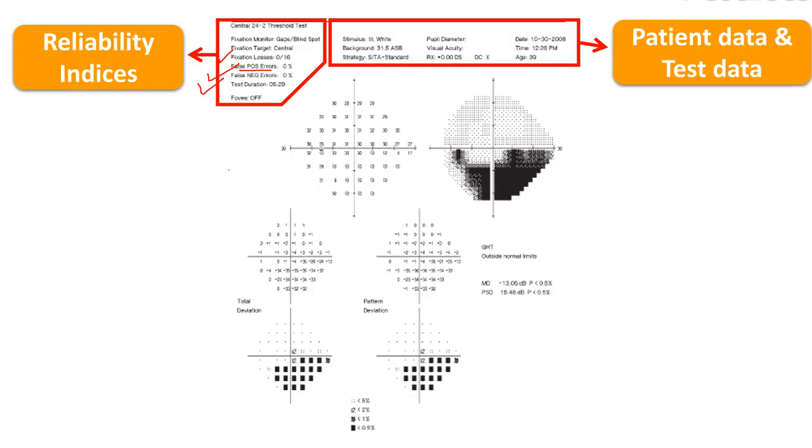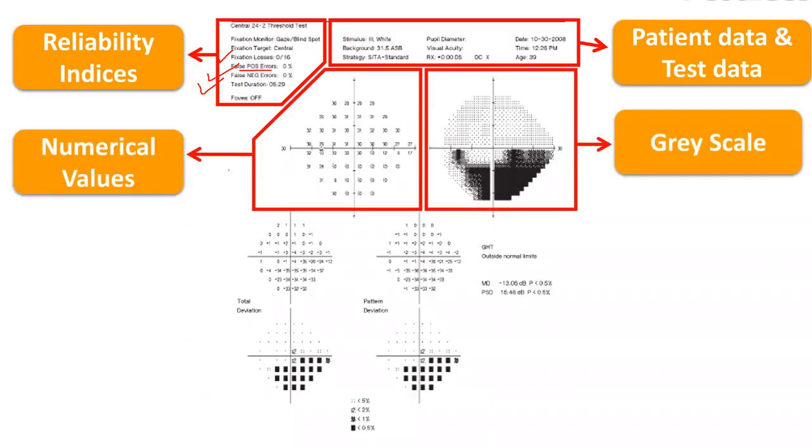Then we have two maps called the gray scale and the numerical scale. The numerical scale will represent the sensitivity of each point of the retina by testing it through a certain threshold stimulus. The higher the response, the more normal it is, and the lower the response, the more it will be represented in grayscale. So the lower the sensitivity of this part of the retina, the more it will be represented by grades of black and gray.